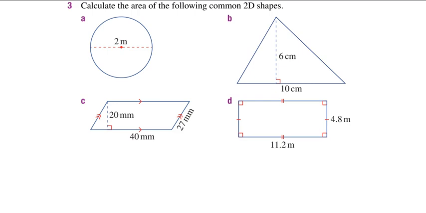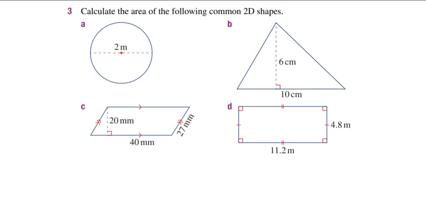Going to figure out the area of these common 2D shapes. So we've got a circle here, pi r squared is what we'll do for that one. Pi r squared, and the radius will be half of the diameter, from one side to the other, radius halfway across. So it's actually going to be pi times 1 squared. 1 squared is 1. Pi times 1 will just be pi.